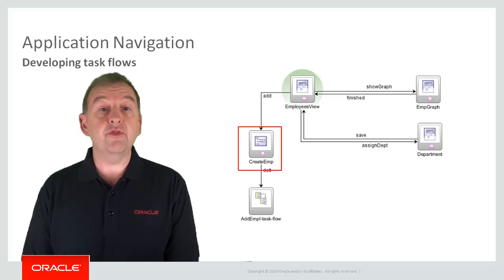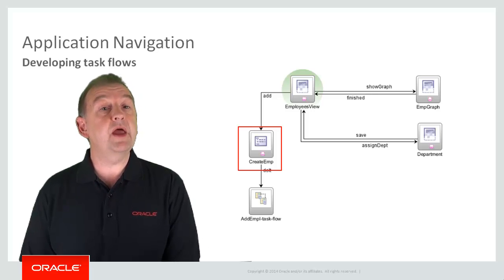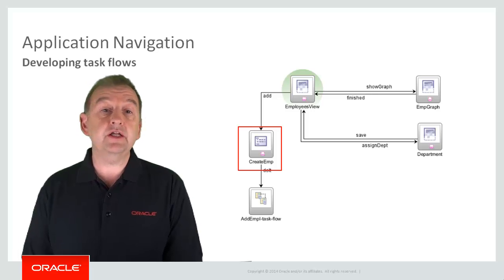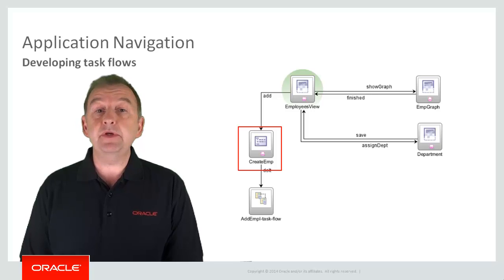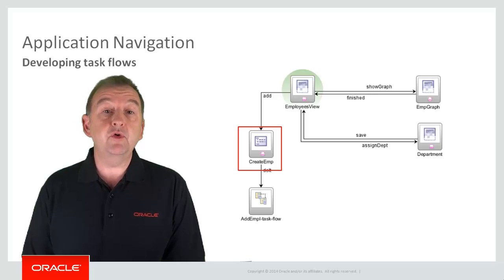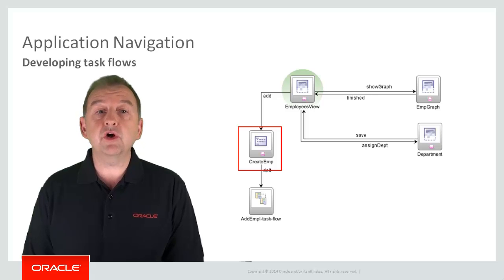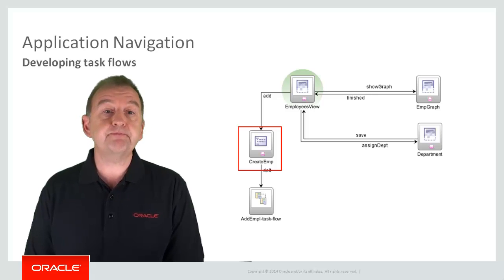This isn't a page, but it's something called a method call. Now what's a method call? That means that rather than displaying a page, it will call a Java method to execute some functionality. So in this case it might be creating a new default employee row, and then it navigates to the next activity in the flow, which in this example is actually a call to another task flow. And we'll talk about task flow calls in a moment.